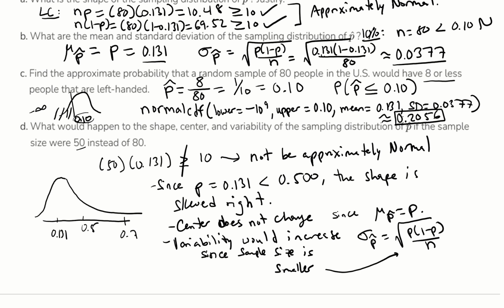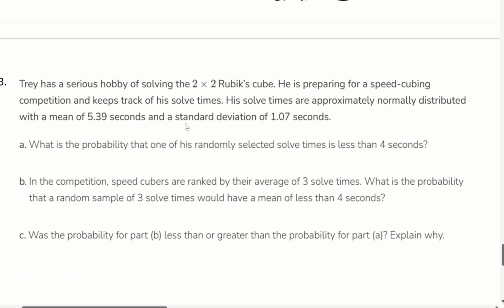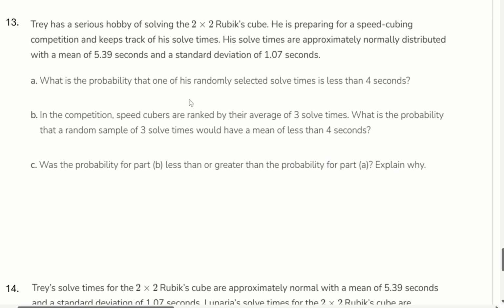All right, so let's look at number 13. Trey has a serious hobby of solving the 2x2 Rubik's Cube. He is preparing for a speed cubing competition and keeps track of his solve times. His solve times are approximately normally distributed, okay? With a mean of 5.39 seconds and standard deviation 1.07 seconds. What is the probability that one of his randomly selected solve times is less than 4 seconds?